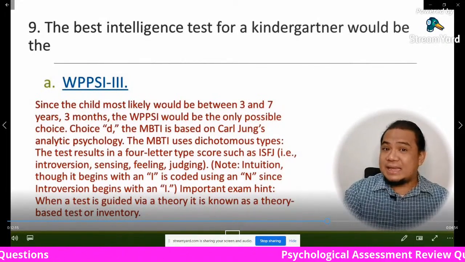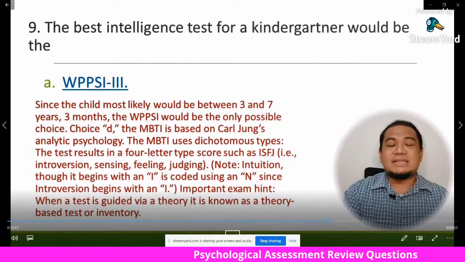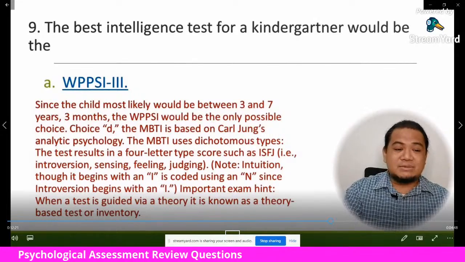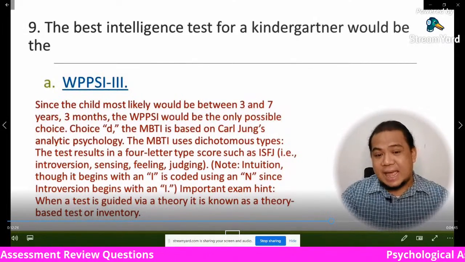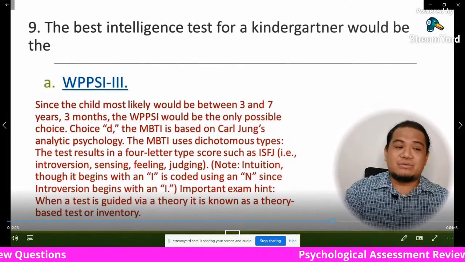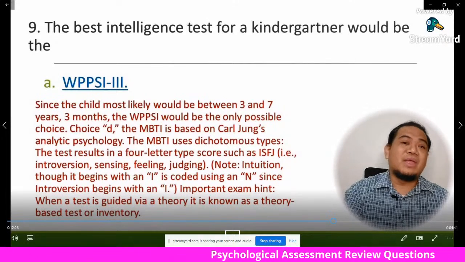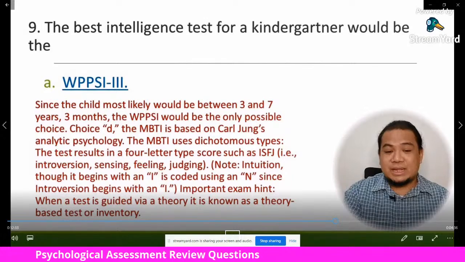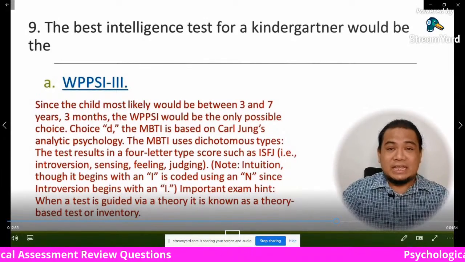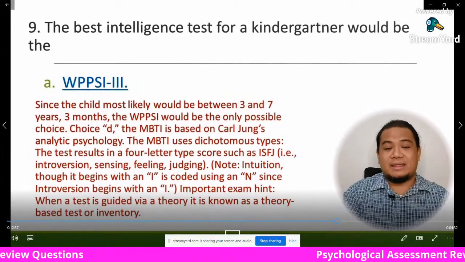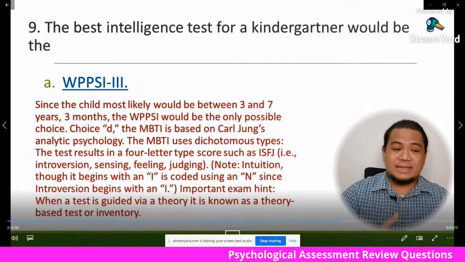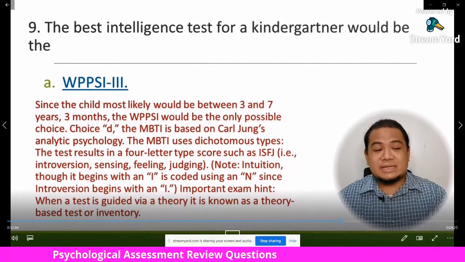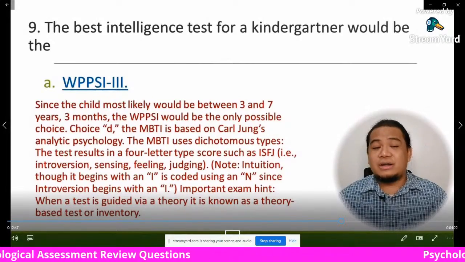Choice D, the MBTI, is based on Carl Jung's analytic psychology. The MBTI uses dichotomous types. The test results in a 4-letter type score such as ISFJ: introversion, sensing, feeling, judging. We have to take note that intuition, though it begins with an I, is coded an N, since introversion begins with an I. Important exam hint, don't forget this. When a test is guided via a theory, it is known as a theory-based test or inventory.